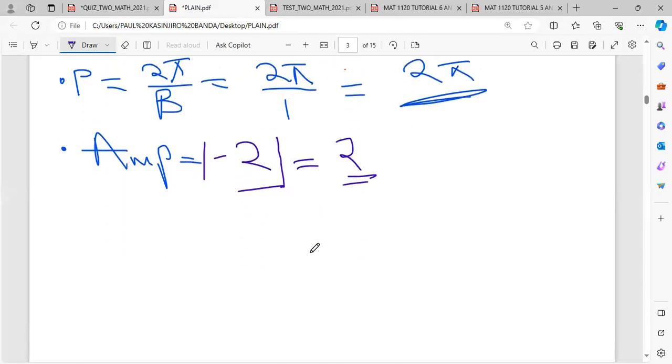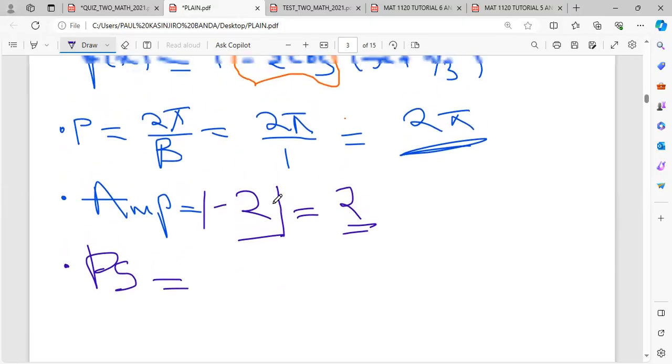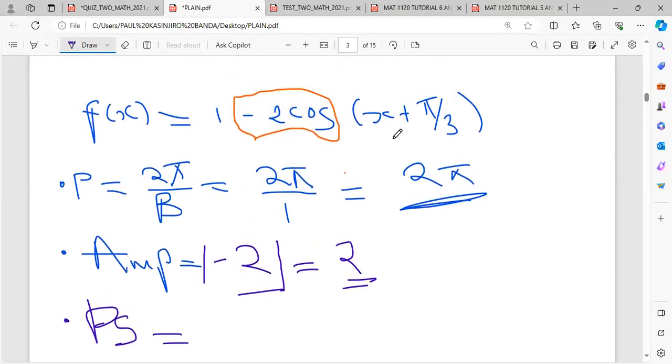After that, let's find the phase shift. How do you find the phase shift? You equate whatever is in the brackets, whatever is paired with the x here, to 0 and solve for x.